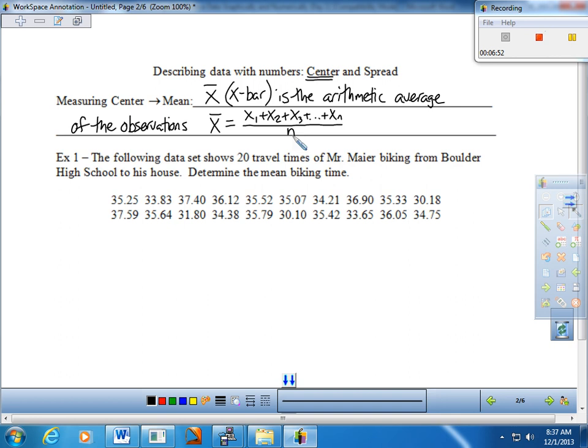So the following data set shows 20 travel times of Mr. Meyer biking from Boulder High School to his house. So when I ride from Boulder High to my house, I calculated 20 times. I've got a little timer on my bike. And so these are the number of minutes that it would take to go from Boulder High to my house. And so what would be the average or the mean biking time? And again, I don't think we need to waste a ton of time on this, to be honest. I know you can take all of these and add them together. And after you add them together, you would divide by 20, of course.